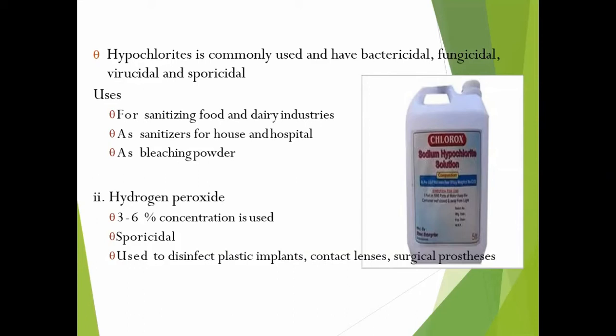Okay. Then hydrogen peroxide, 3 to 6% concentration is used and is sporicidal and used to disinfect plastic implants, contact lenses, and surgical processes. So if your examiner asks you where we use hydrogen peroxide, you say that sir, we use it to disinfect plastic implants, contact lenses, and surgical processes. And we use a 3 to 6% concentration, not more than that.